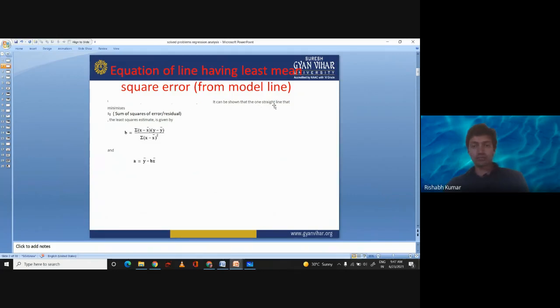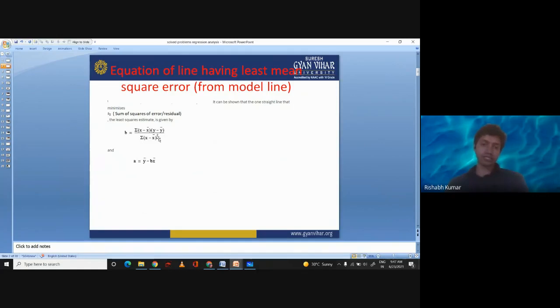It can be shown that the straight line that minimizes S square, the minimum of the square of error or residual, the least square estimate, is given by b equal to sigma of (x minus x bar) multiplied by (y minus y bar), divided by sigma of (x minus x bar) square.